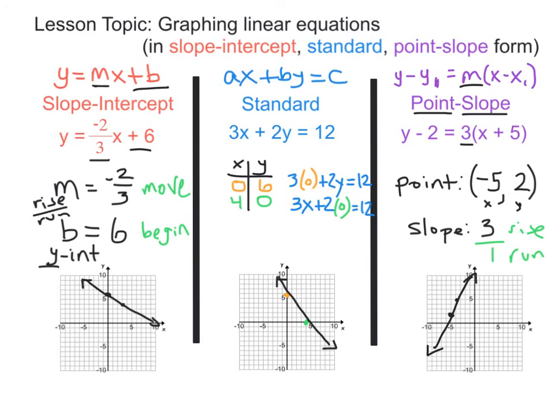All right, so real quick, actually kind of a long overview of our three forms of graphing lines based on slope-intercept, standard, and point slope form.